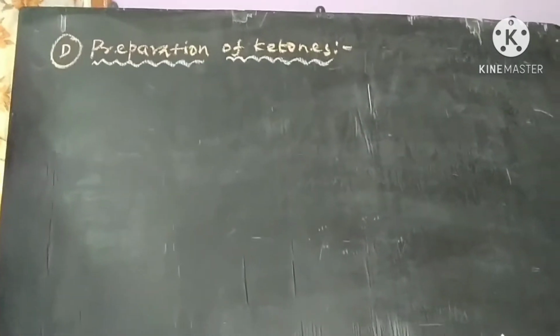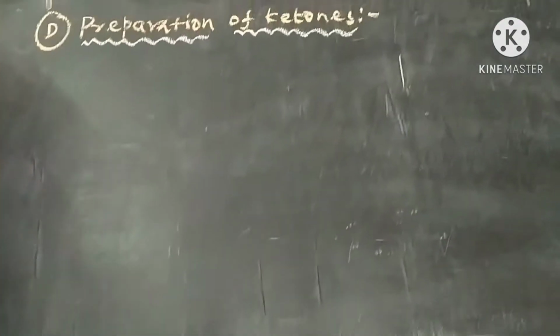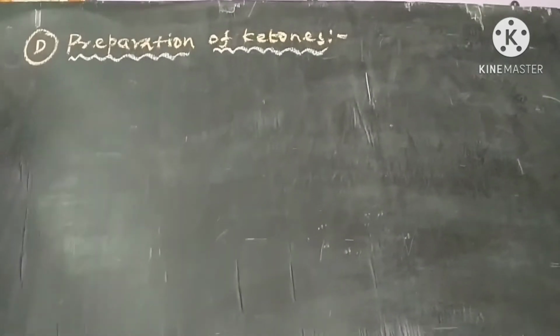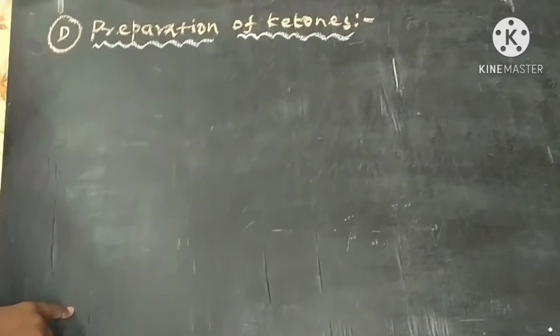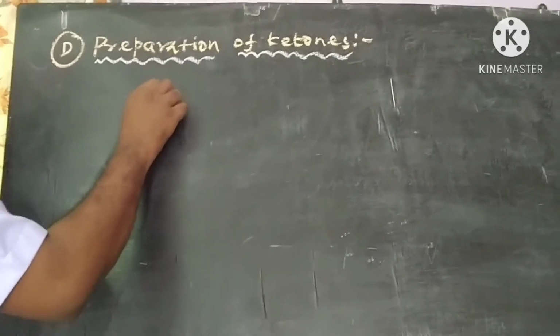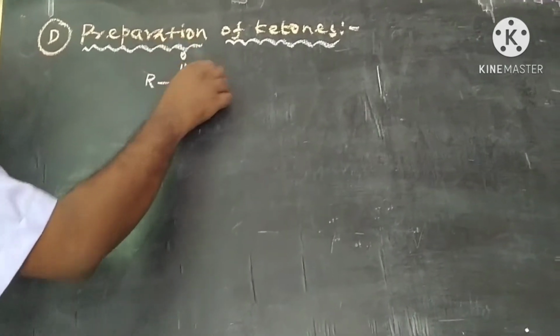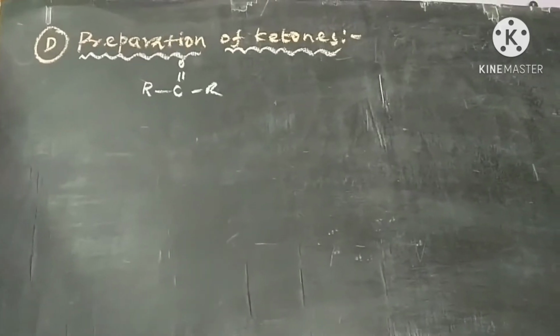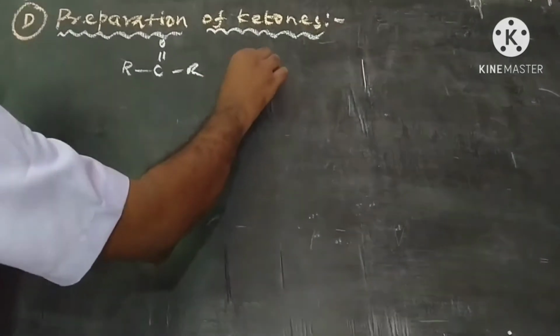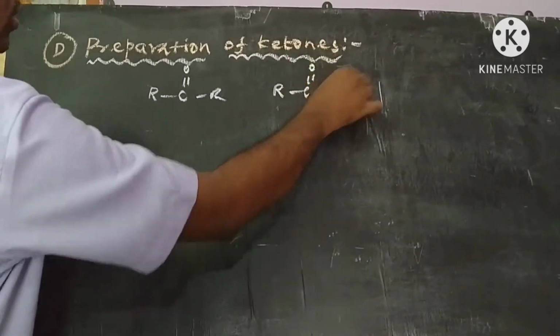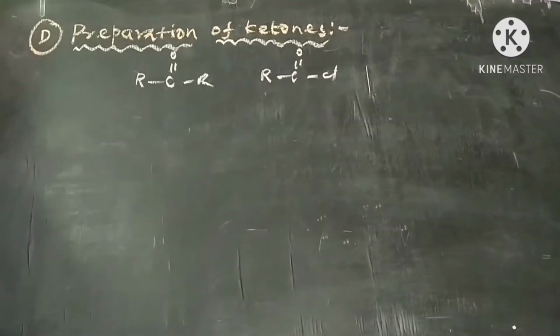Aldehyde parts are over, both aliphatic and aromatic aldehydes. The last one, the aromatic aldehyde, is benzaldehyde. And now, preparation of ketones. The ketones' general formula is RC double bond O R. Ketones can be prepared by the action of acid chloride. Acid chloride's general formula is RC double bond OCl, or RCOCl.